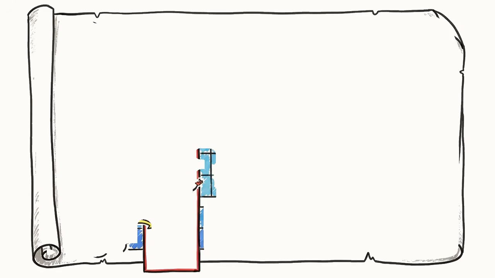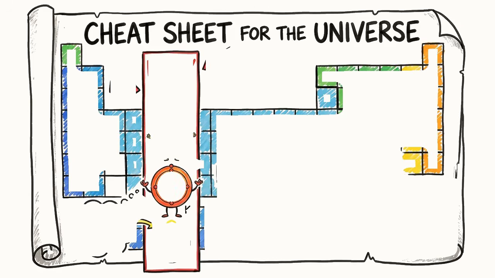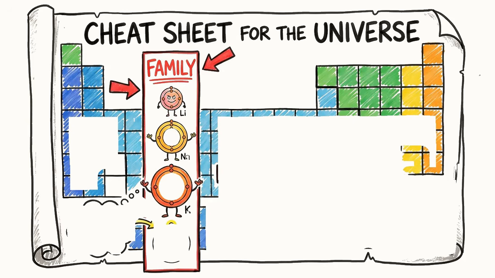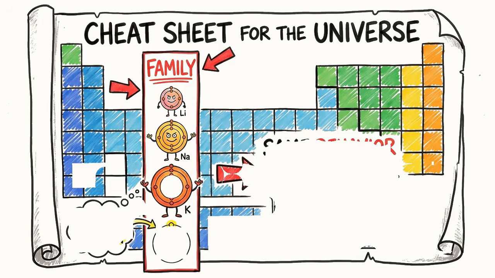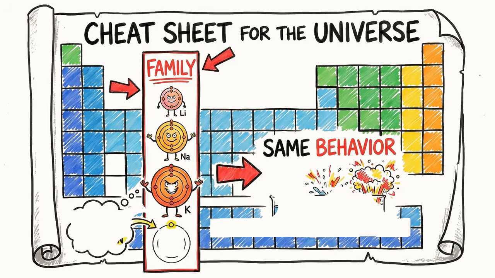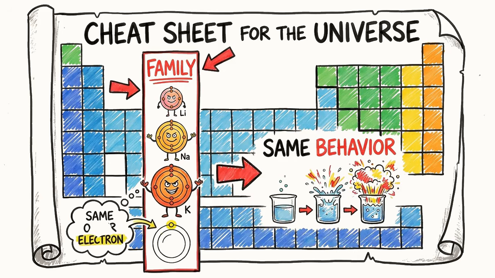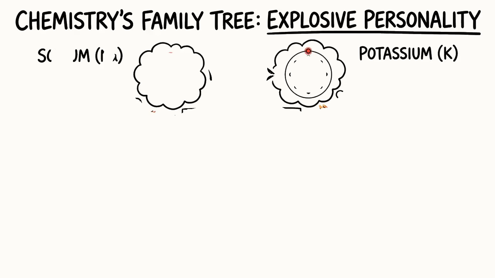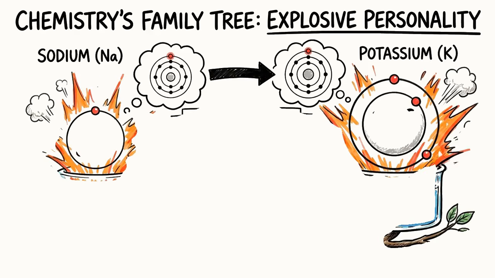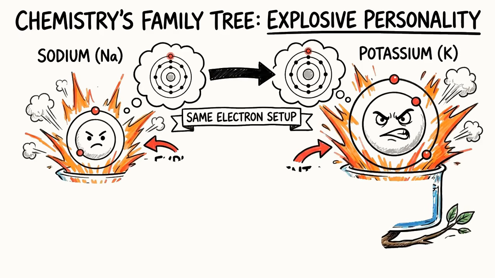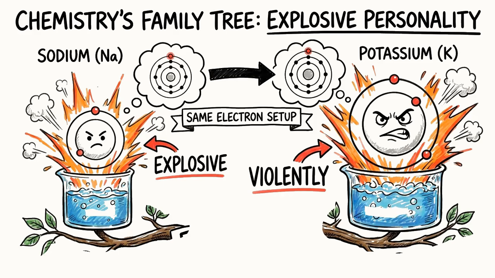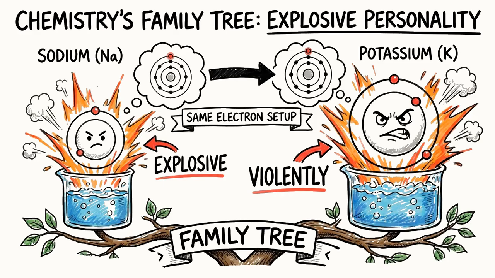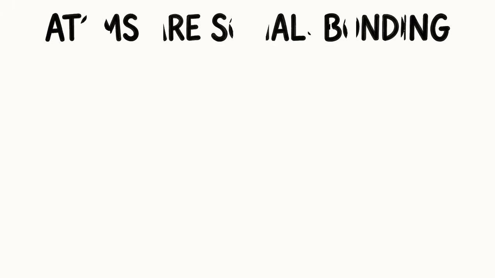That famous chart, the periodic table, isn't a random grid. It's a cheat sheet for the universe, organized by behavior. Elements in the same vertical column are like family. They share properties because they have the same number of outer electrons. That's why sodium and potassium both react violently with water. They share the same electron setup, which gives them the same explosive personality, just in a different size. It's chemistry's family tree.